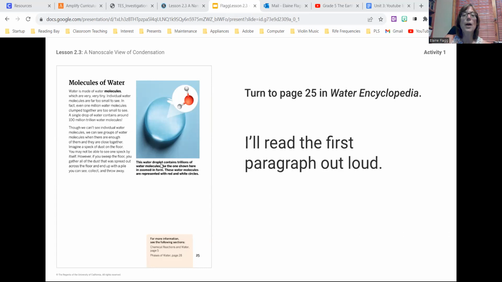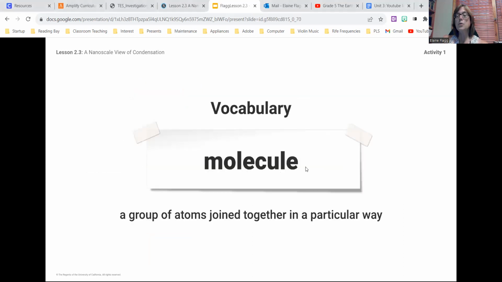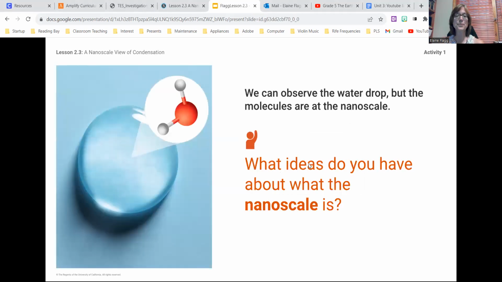This says this water droplet contains trillions of water molecules like the one shown here in zoomed in form. These water molecules are represented with red and white circles. So this is what a water molecule looks like when you look at it at a very, very nano scale. So now the next word I want to teach you is molecule. Will you say it in your head? And this is a group of atoms joined together in a particular way.